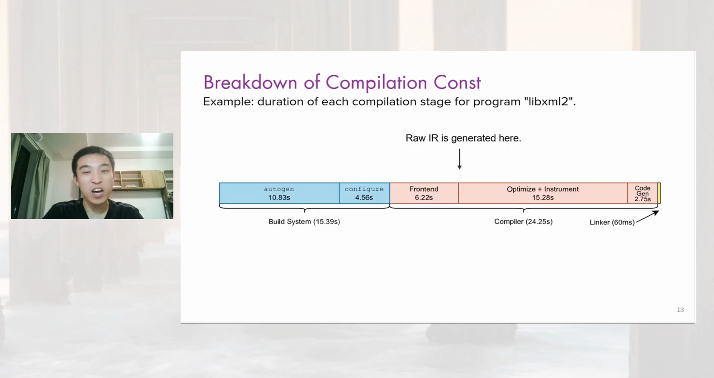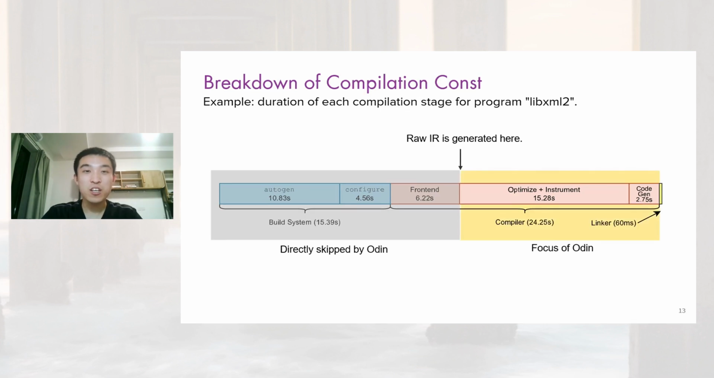Below presents a breakdown of compilation cost on a small library, libxml2. The initialization of the build system consists of the autogen and configure script. After the initialization, each source file is processed by the compiler's front end to generate LLVM IR. The IR is then optimized to generate machine code. At last, the linker produces an executable file. Because Odin operates on the raw IR generated by Clang, we can directly skip the autogen, configure, and the front-end part. Despite this, a rebuild still costs dozens of seconds.